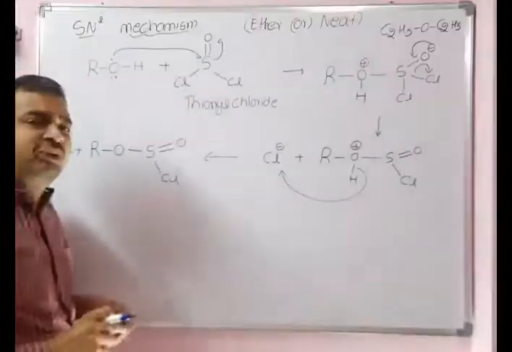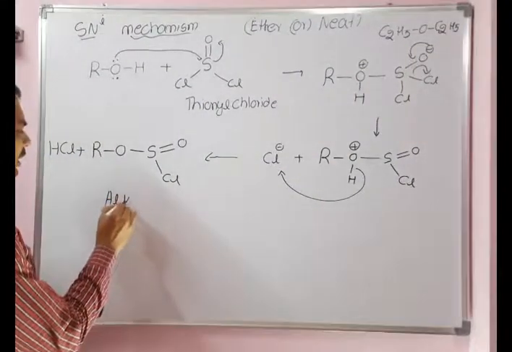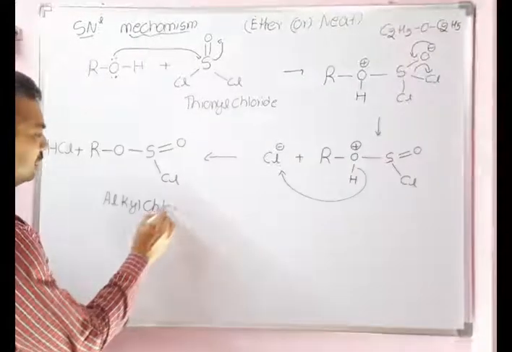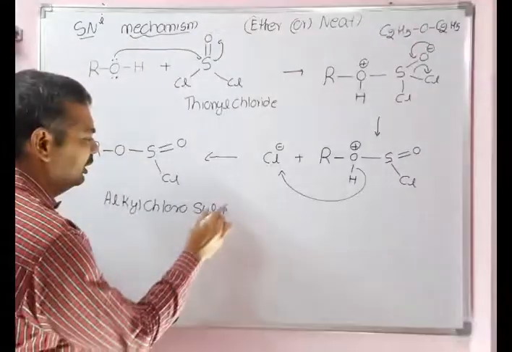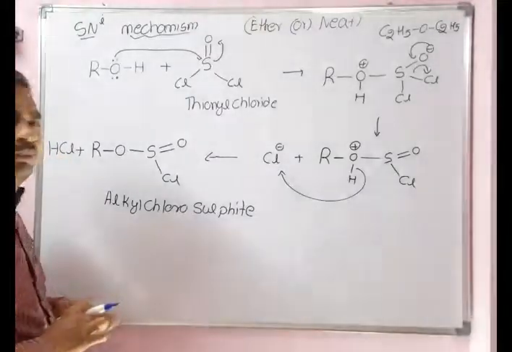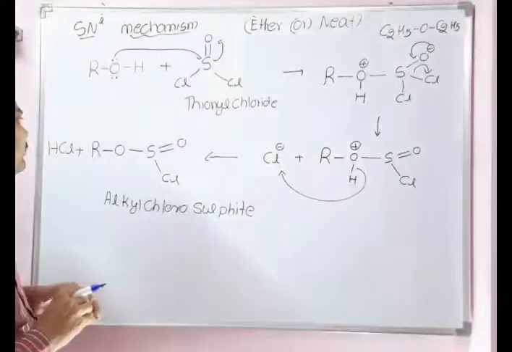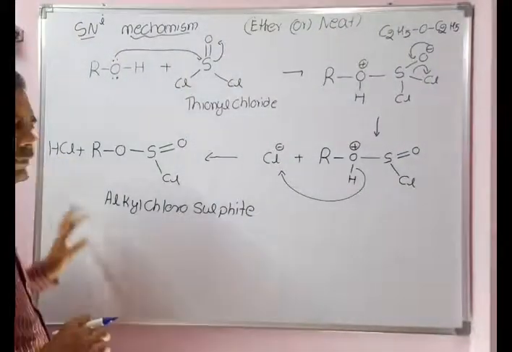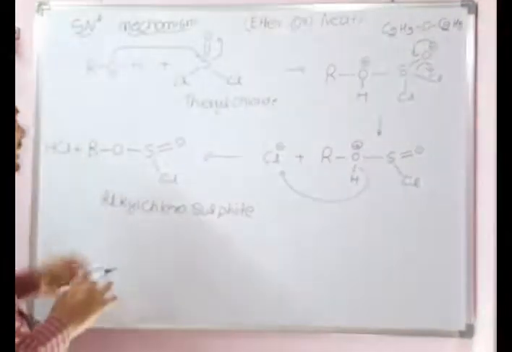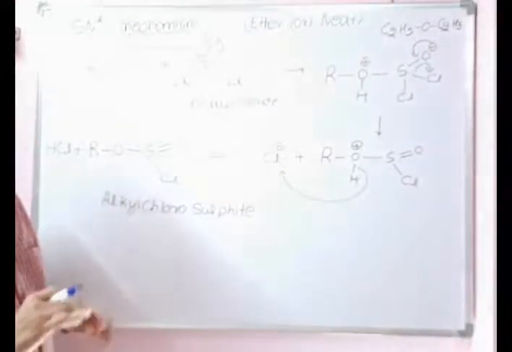Observe very carefully here. So this is alkyl chlorosulfite. This is the intermediate, alkyl chlorosulfite, that is obtained in the SNi reaction. The side product HCl is formed. If you use the reaction conditions as neat, that means no solvent, then this HCl will be eliminated during the evaporation of the solvent. There is no issue.